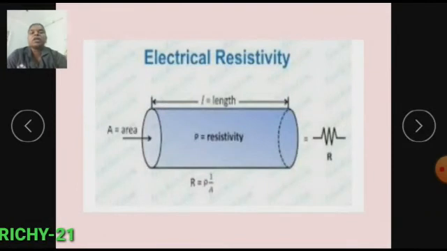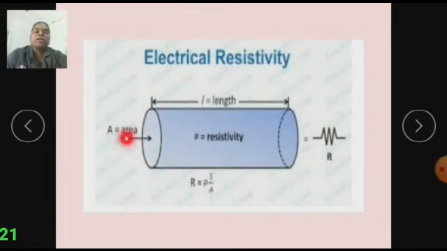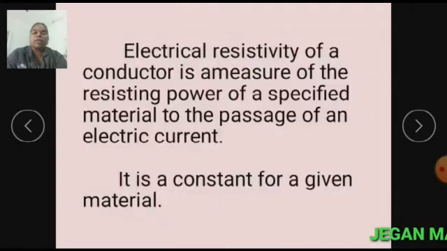In this figure, electrical resistivity of the conductor is shown. Here, this is area of the conductor and this is length of the conductor. Here, resistance of the conductor is shown. So, rho is the electrical resistivity of the conductor. Rho equals RA by L.